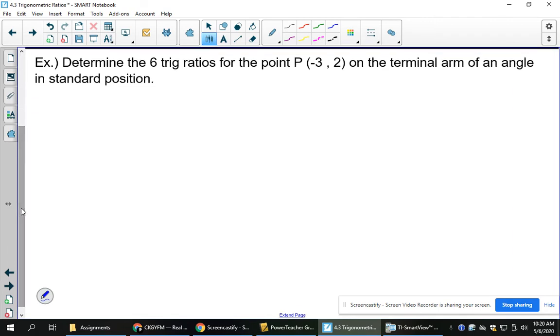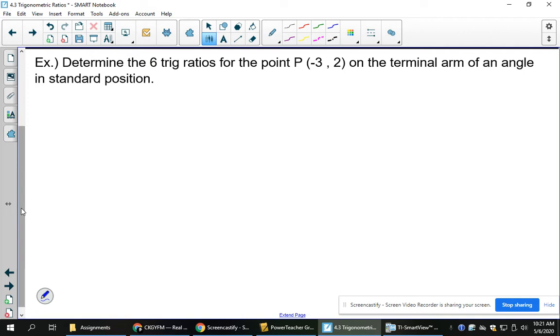Let's get a little more complicated now with a negative and some not so nice numbers. Determine the 6 trig ratios for the point -3, 2 on the terminal arm of an angle in standard position. Make sure that you're reading these questions carefully. A lot of what's confusing about trig is that the questions are very wordy, but they really represent an easy thing. We're doing the exact same thing as before. There's really nothing that's 30-1 except for the companion trig ratios. Everything else you could have done in 20-1.